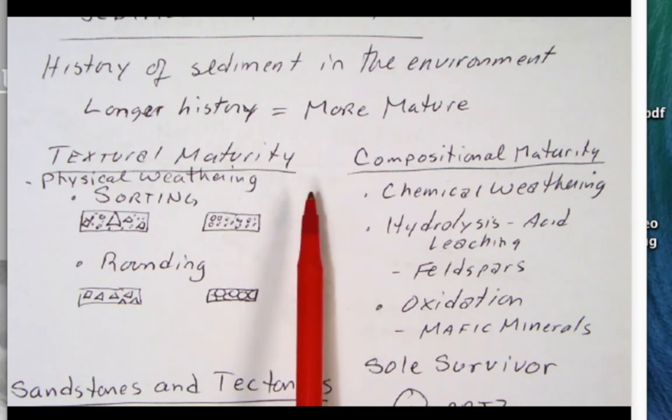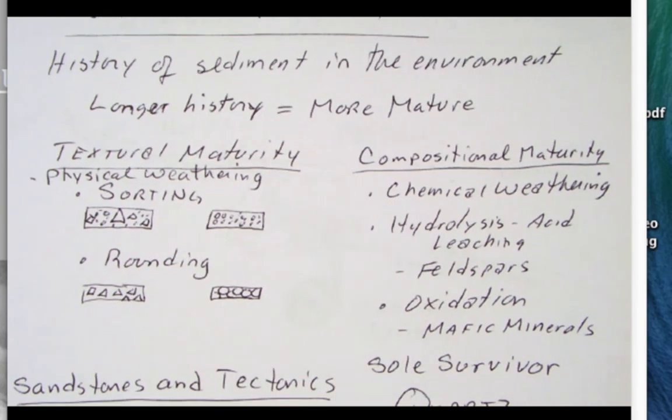So let's first look at the textural maturity. The first one we talk about is sorting, and sorting deals with the winnowing of sediment. As material moves down a river valley, the coarser material tends not to be moved as far as finer material. So the river acts as an agent working to separate the sediment.